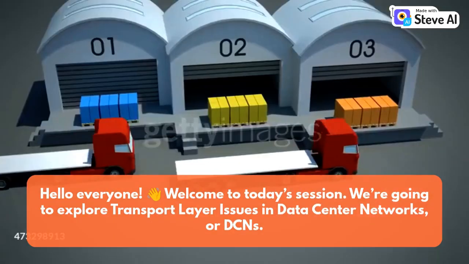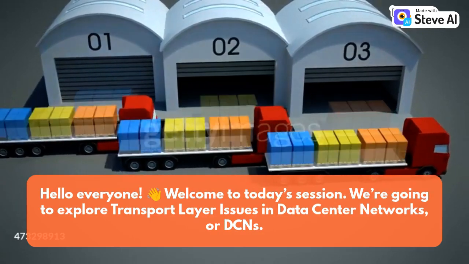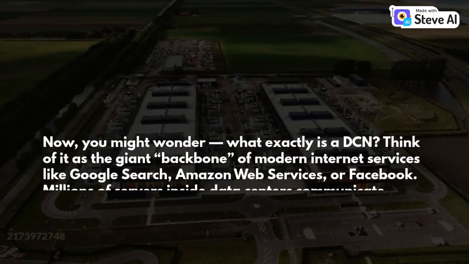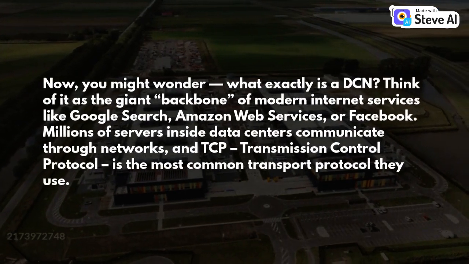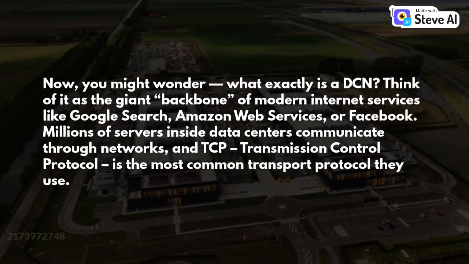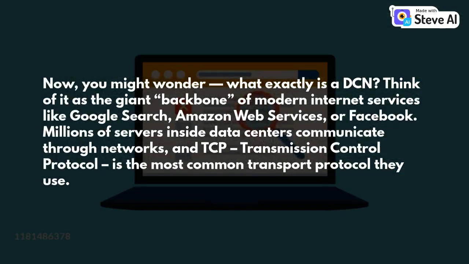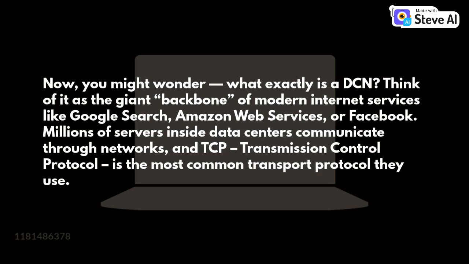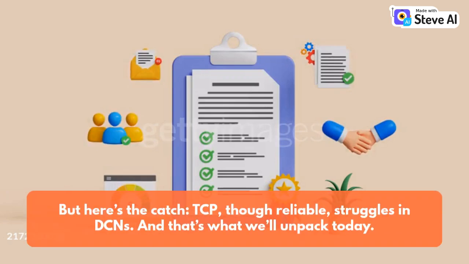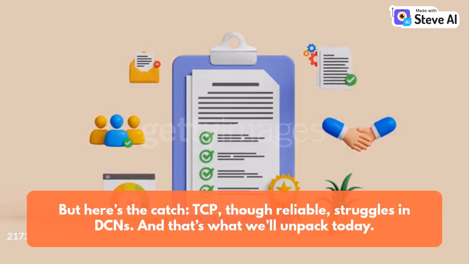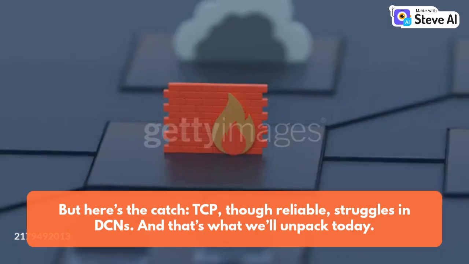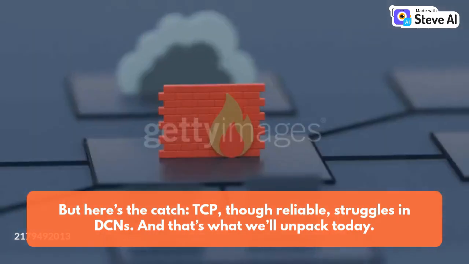We're going to explore transport layer issues in data center networks, or DCNs. Now, you might wonder, what exactly is a DCN? Think of it as the giant backbone of modern internet services like Google Search, Amazon Web Services, or Facebook. Millions of servers inside data centers communicate through networks, and TCP, Transmission Control Protocol, is the most common transport protocol they use. But here's the catch. TCP, though reliable, struggles in DCNs, and that's what we'll unpack today.